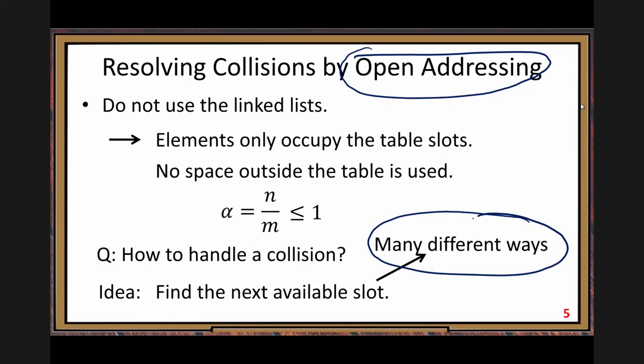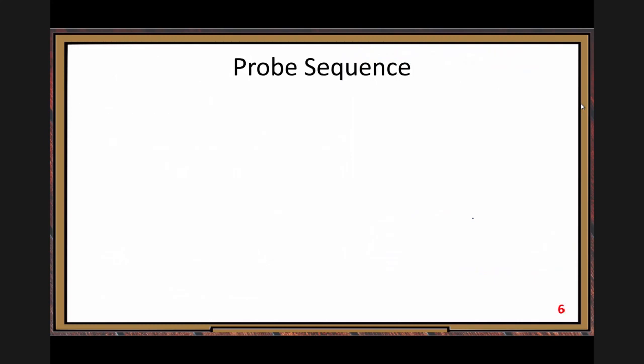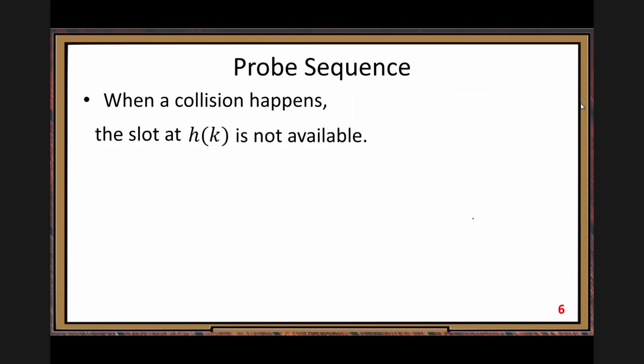But to choose the next available slot, there are many different ways. Some simple, some more advanced. With the more advanced ones, we try to make the resolving method perform better. Here, the concept is the probe sequence. When you search for a vacant slot, you need to do probing. You need to check several locations. That's the probing sequence.